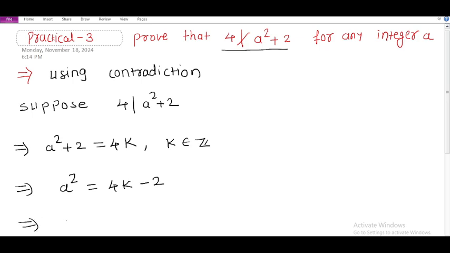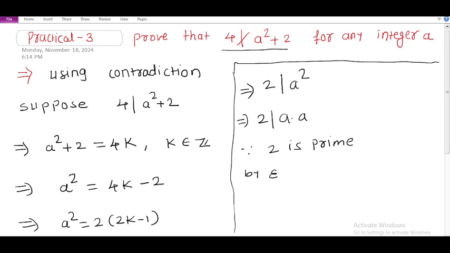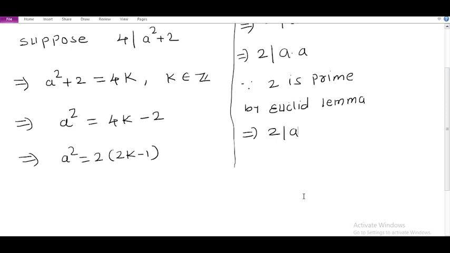Now we can simplify it further. A square is equal to 2 times (2k minus 1). So this implies 2 divides a square, but this implies 2 divides a times a. Now since 2 is a prime, by Euclid's lemma, 2 divides a.